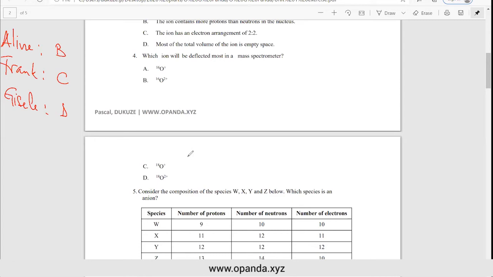I think the answer on number 4 is B, because if you calculate the mass to charge ratio, you will find that on 16, oxygen 2 plus, it has the lowest mass to charge ratio, which is equal to 8. With a lower mass to charge ratio, the ion will be easily deflected, hence being deflected most. Okay, that is the right explanation.